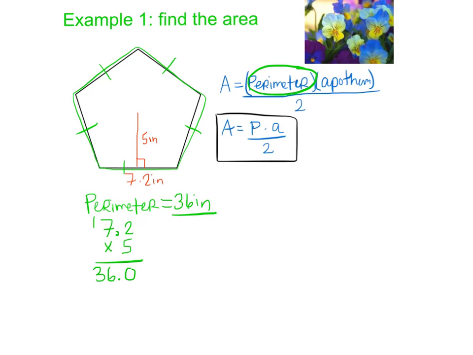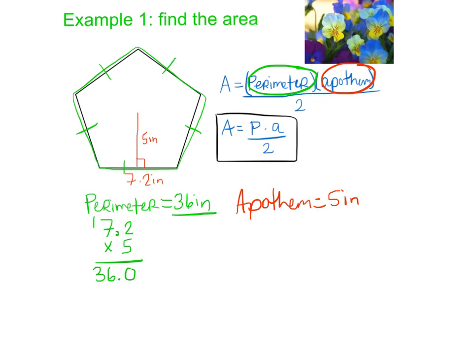Now I need the length of the apothem. So I need to look for the center of my regular polygon, a line that goes straight down to the side, making a right angle. That's 5 inches. So I'm going to go ahead and write that my apothem is 5 inches. And that value is what's going to go in here.